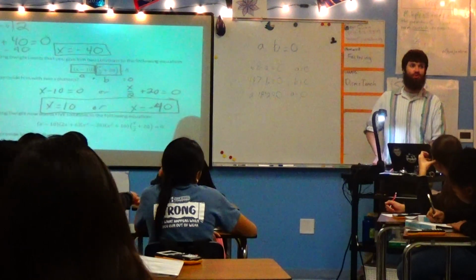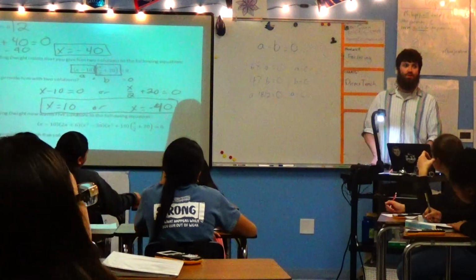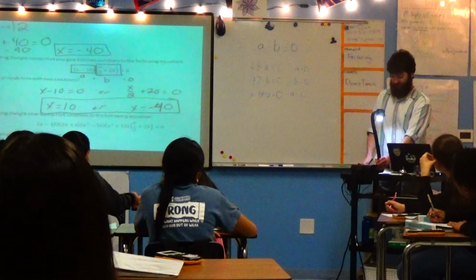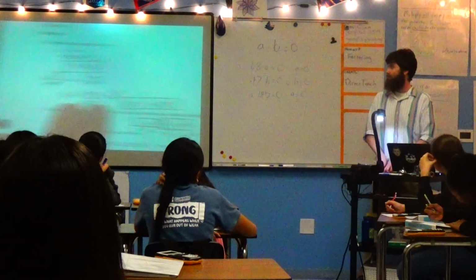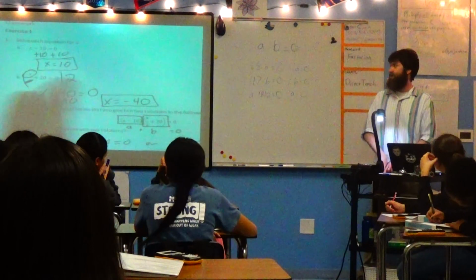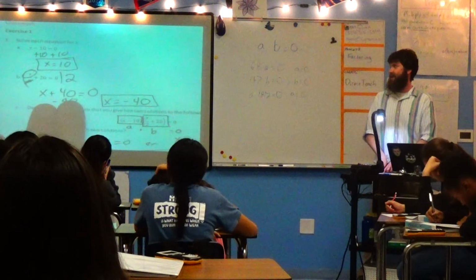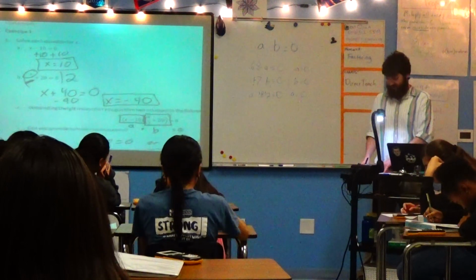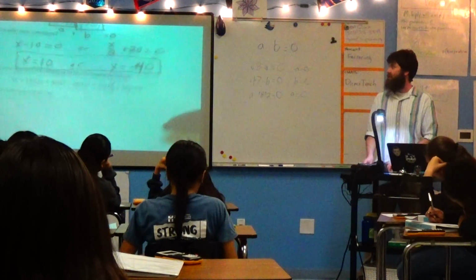Yes, Jason. How did you get negative 40? When we solved the equation up here, we multiplied it all by 2, got rid of our fraction, and we had x plus 40 equals 0, subtracted 40. Yeah, these are the same two equations we solved.